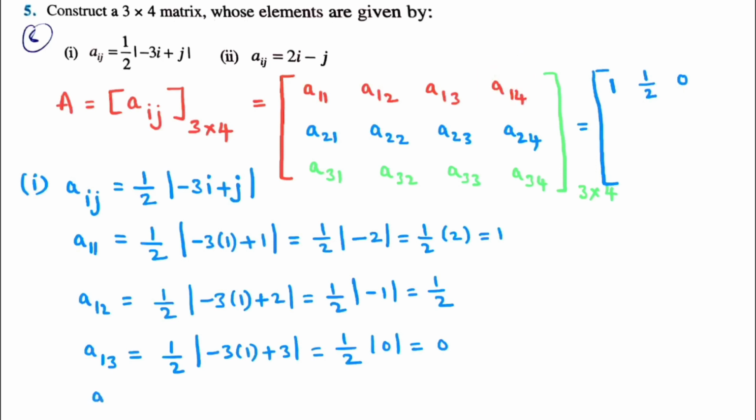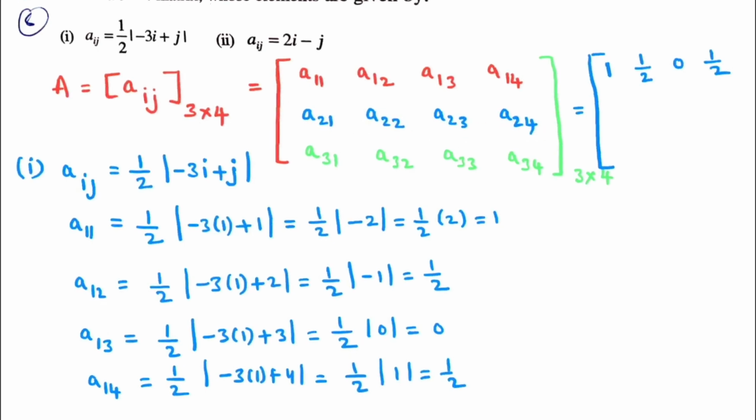Now what you need to calculate? A14. What is A14? 1 by 2 into modulus of, in place of i, 1. In place of j, you need to write 4. Start writing minus 3 into 1 plus 4. That equals 1 by 2 into modulus of minus 3 plus 4. Minus 3 plus 4 is 1. That equals 1 by 2. So finally, I am able to complete this first row. Now I need to calculate all these values, A21, A22, A23, A24. Right, let's calculate.